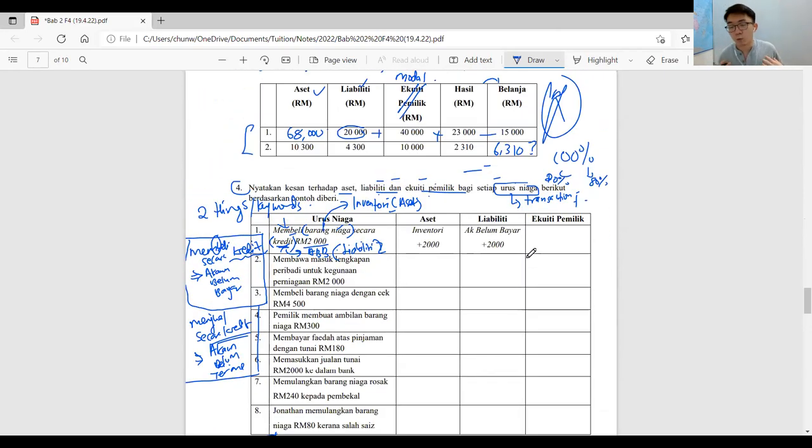When we buy barang niaga, when we buy inventory, this inventory akan tambah atau kurang? When you buy barang niaga, meaning the kasut or the inventory akan bertambah because dia masuk. When you buy a new shirt, meaning in your house, you will have one more new shirt. The number of the shirts in your house akan what? Bertambah. You see or not? That's why here, under the asset column, it is inventory. You add 2,000 because it's 2,000 ringgit. And at the same time, your liability, your account belum bayar, so now you owe more money. You sekarang belum bayar another 2,000 ringgit. So under your liability, your account belum bayar, your 2,000 bertambah.